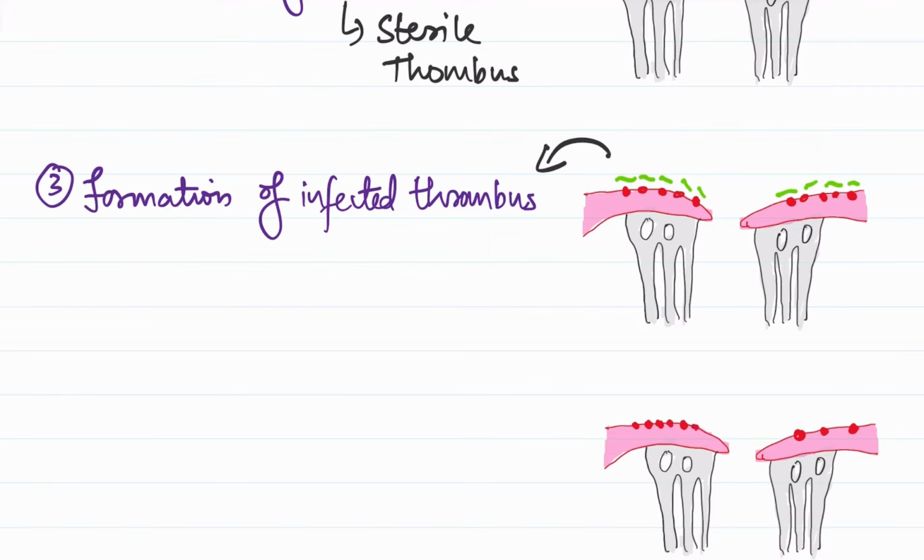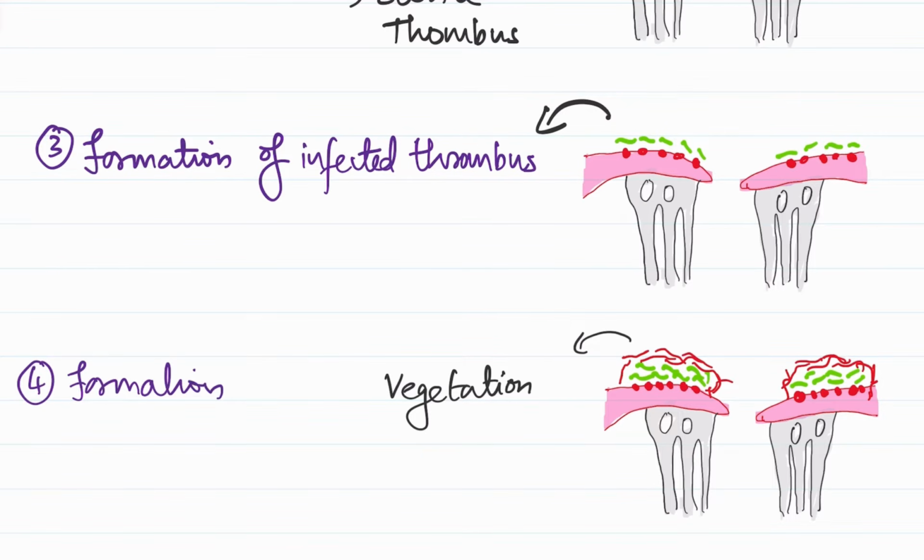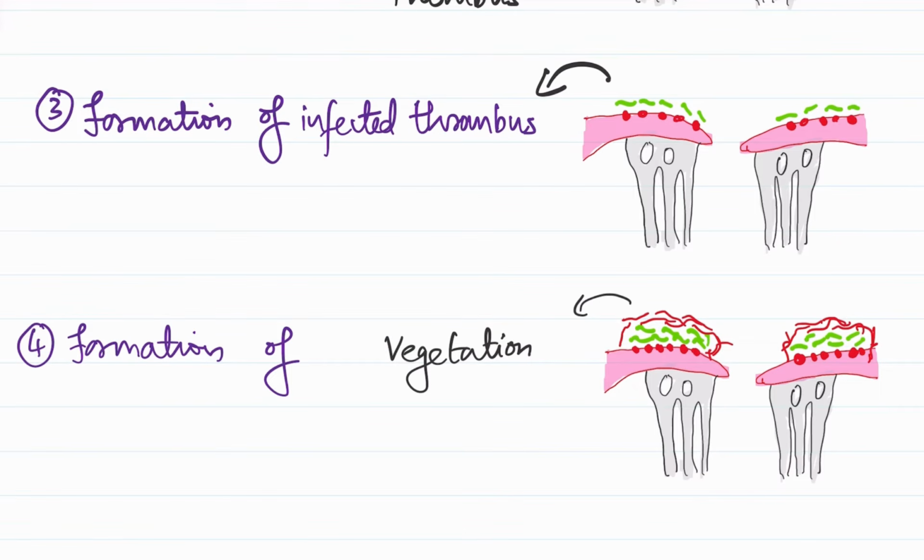Now within this infected thrombi, the bacteria start to proliferate. So once again, we have our microthrombi, and on top of our microthrombi, bacterial invasion occurs and the bacteria will start to proliferate. These green colored bacteria will start to proliferate, and on top of them there will be further deposition of fibrin and platelets. That will lead to the formation of our vegetations. So that is how the characteristic vegetations of infective endocarditis are formed. That is our fourth step in pathogenesis.